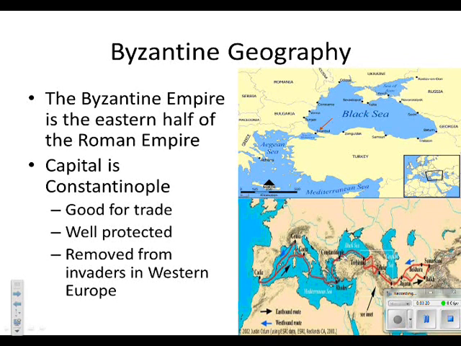Great spot for trade. It's also well protected. It has water to the north and south, and very narrow, easy to defend land to the east and west. And kind of the obvious one, it's on the side where things weren't going bad. All the invaders are in the west. Constantinople is in the east. It's far away from the invaders. They don't have those problems.